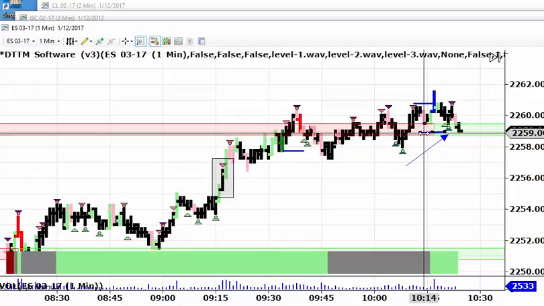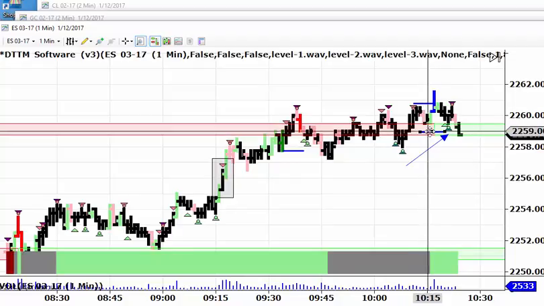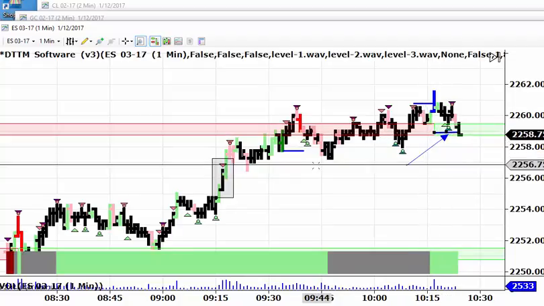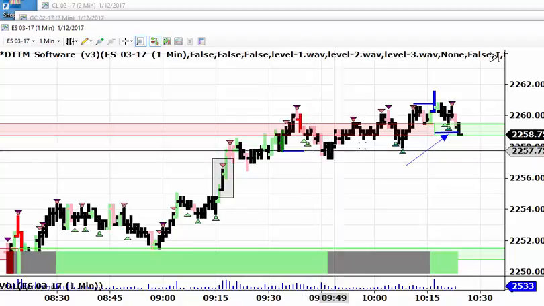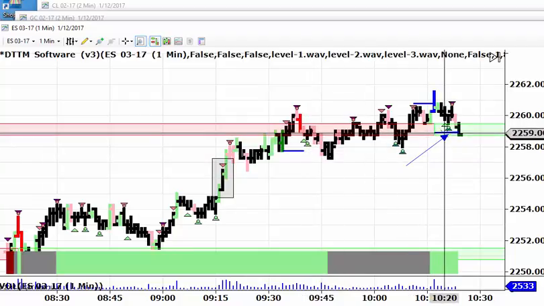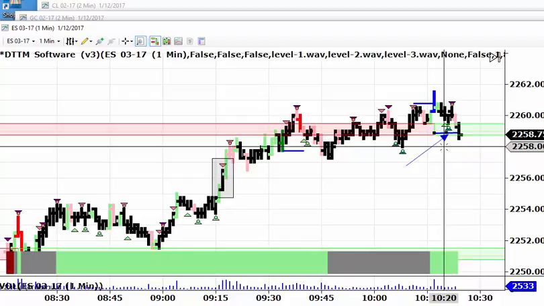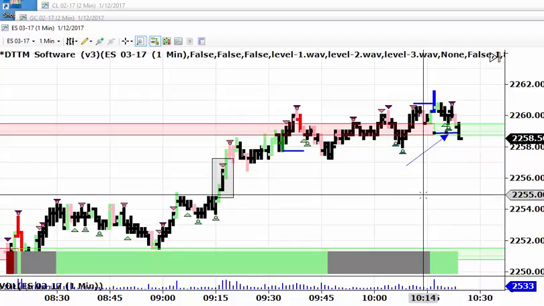So at any rate, the exit on that one was for just a 3 tick profit. So we were long from here, 57.75. So the second contract was exited at 59. Yeah, it was point and a quarter on the second contract and 3 points on the first. So the trade worked out well.